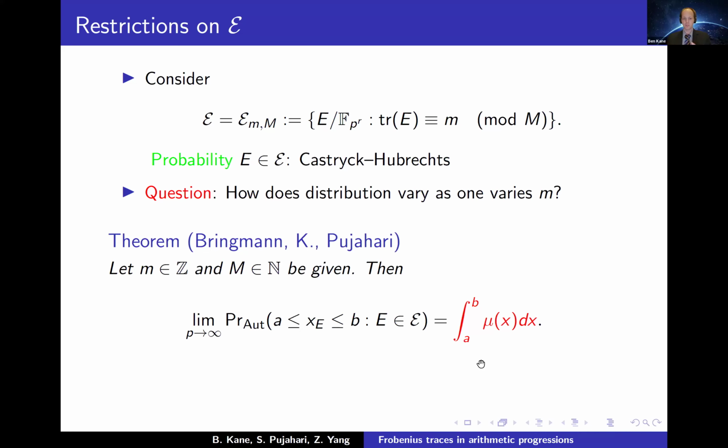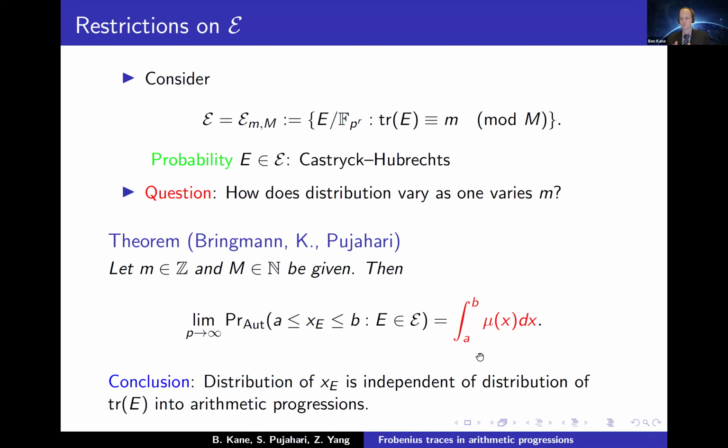So it turns out that, in other words, the distribution of the normalized traces is independent of the distribution into arithmetic progressions, right? So there's an independence result. The probability is the same for the whole class of all of them or for this subset. So this is a sort of independence result, say.